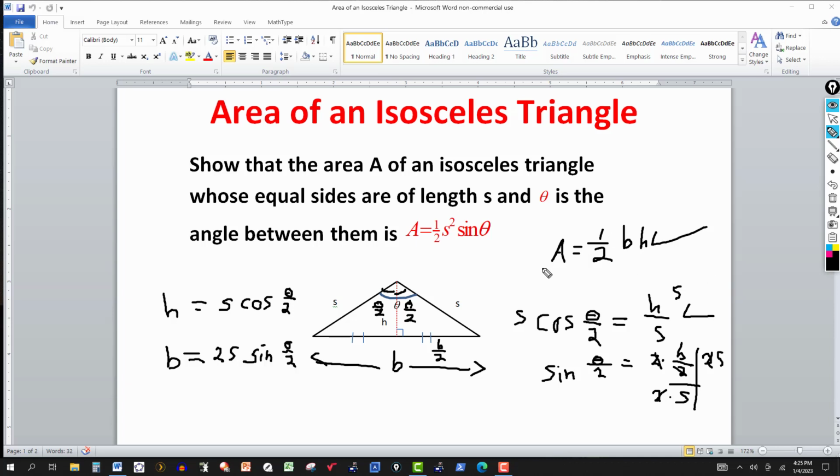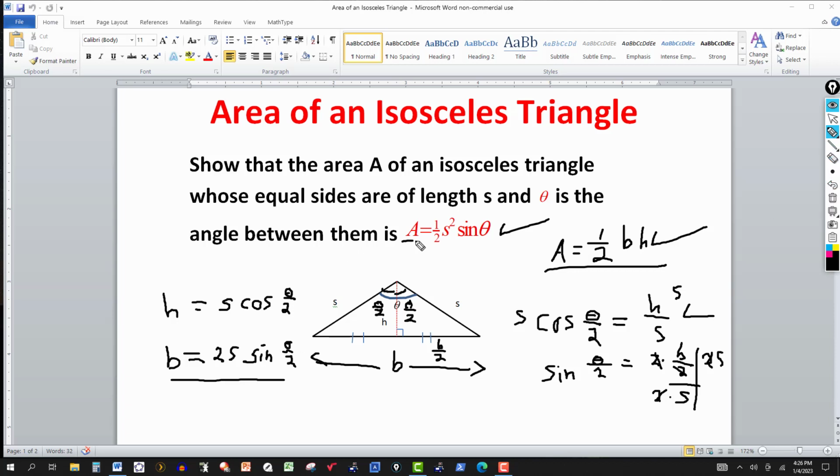I'm going to go back to this formula right here. A is equal to 1/2, and now I have a base. I have 2S sine theta over 2 to represent the base, and the h is represented by S cosine of theta over 2. And then I would plug into this formula right here, and I would come up with this one.